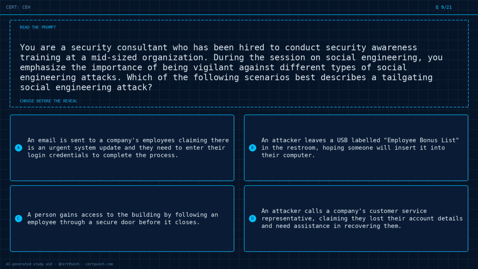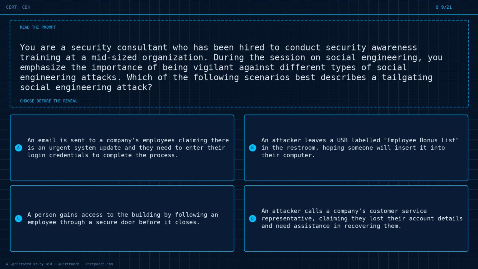Question 9 of 21. You are a security consultant who has been hired to conduct security awareness training at a mid-sized organization. During the session on social engineering, you emphasize the importance of being vigilant against different types of social engineering attacks. Which of the following scenarios best describes a tailgating social engineering attack? Option A, an email is sent to a company's employees claiming there is an urgent system update and they need to enter their login credentials to complete the process.